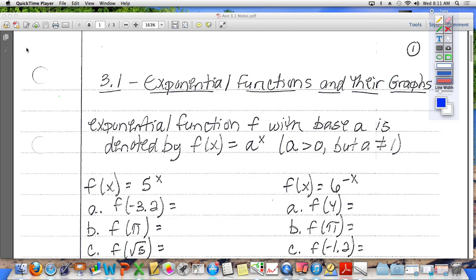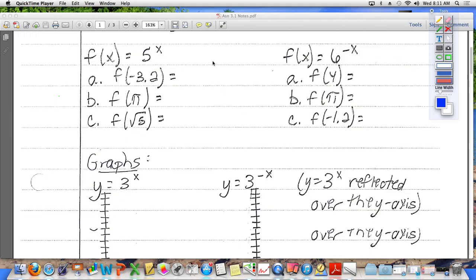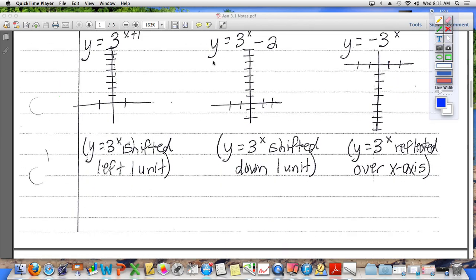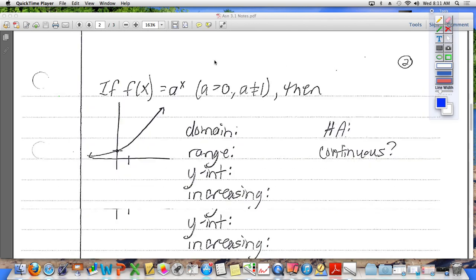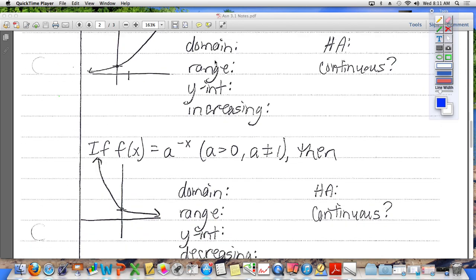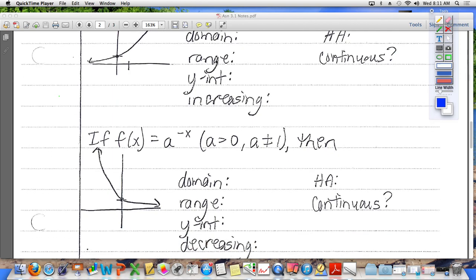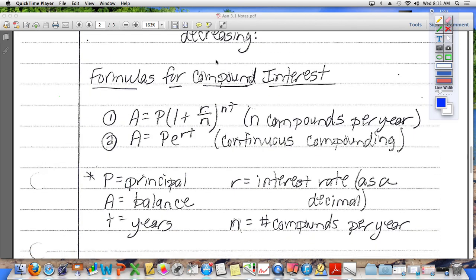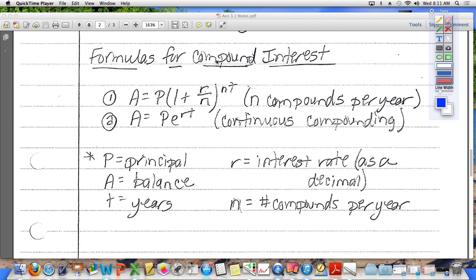This is section 3.1 continued, so you should already have all of this down. That's another reason why it went by fast: we didn't do any of that stuff because we had already done it on the sheet before. We talked about these two graphs, their domains, ranges, the y-intercept, increasing, decreasing, horizontal asymptotes, whether or not it's continuous. Then we talked about these two formulas, and I didn't get to go over a couple of examples with you.